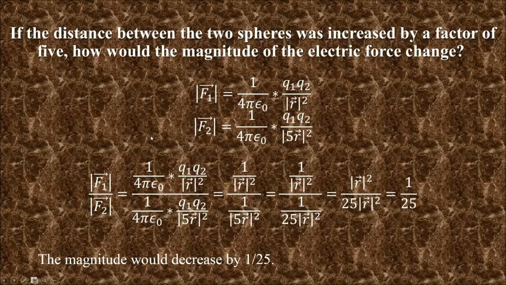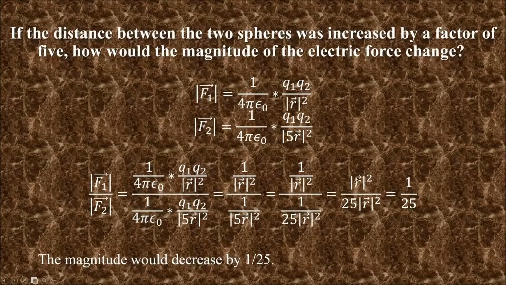So to find out how the magnitude of the electric force will change, we divide the old force by the new force and find what the ratio would be. So we carry out this calculation. We see that 1 over 4 pi epsilon naught is the same in both cases, so those two cancel. Q1 and Q2 have not changed in charge, so those two cancel. So now we're left with 1 over r squared times 1 over quantity 5r squared. Since 5 is a scalar, we can pull that out of the 5r squared term to get 1 over r squared equals 1 over 25 times the magnitude of r squared.